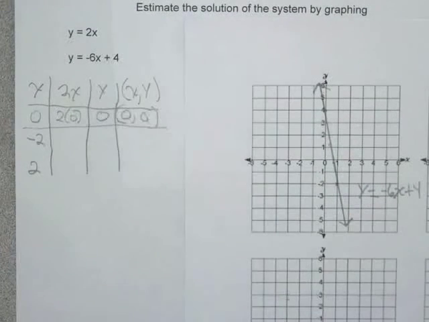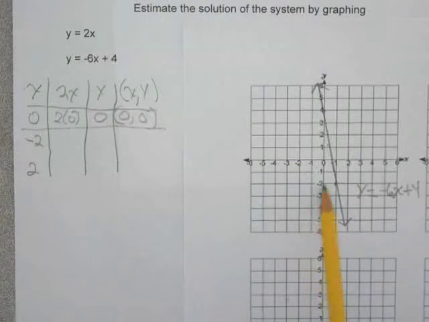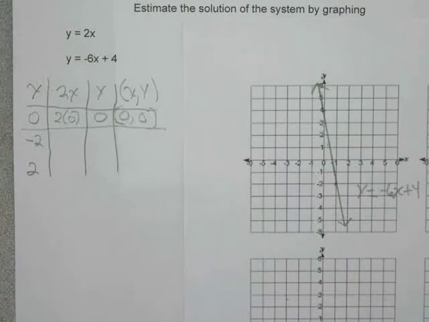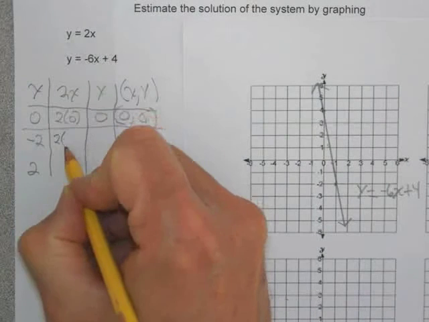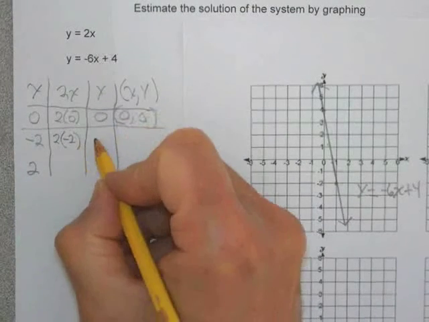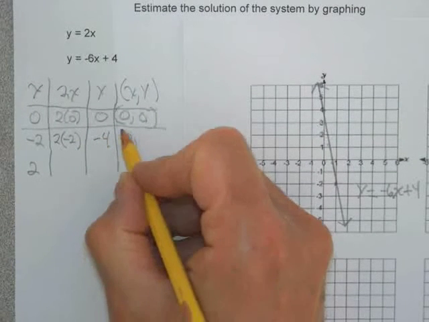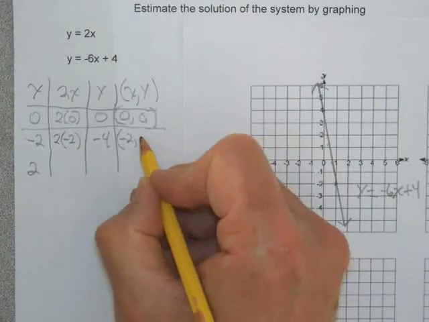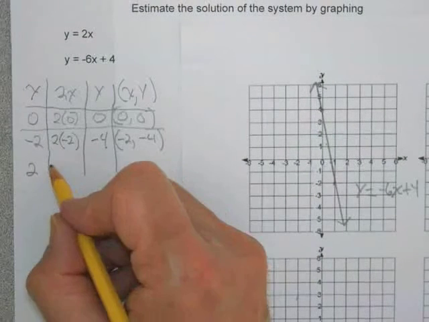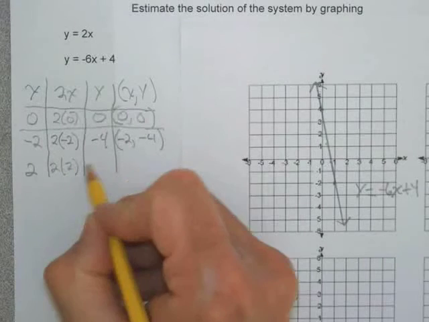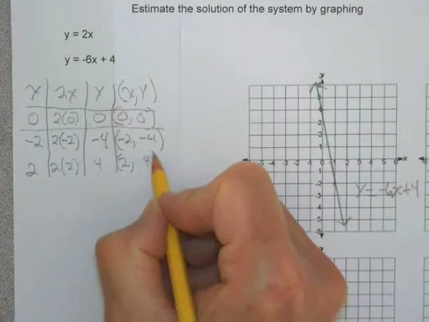All right. I chose negative 2 because I wanted to find a point that would hopefully bring me into this region. Let's see if it works out in my favor. So if I take 2 and I multiply it by negative 2, my output would be negative 4, so that when x is negative 2, y is negative 4. And lastly, I chose positive 2. And 2 multiplied by 2, of course, is 4. When x is 2, y will be 4.